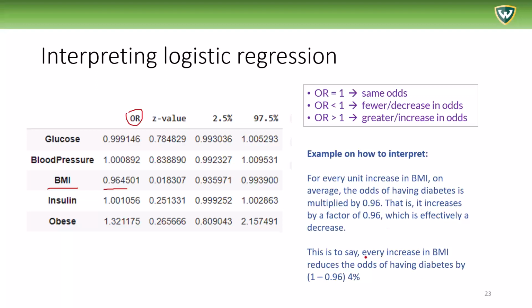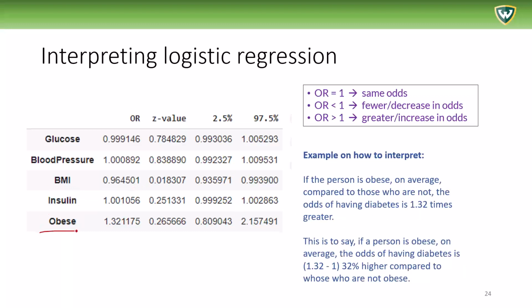Another way to say it is that every unit increase in BMI reduces the odds of having diabetes by 4%. You can actually translate the odds into percent by subtracting it from 1. So if it's less than 1, you subtract it from 1, and if it's higher than 1, you subtract 1 from it.